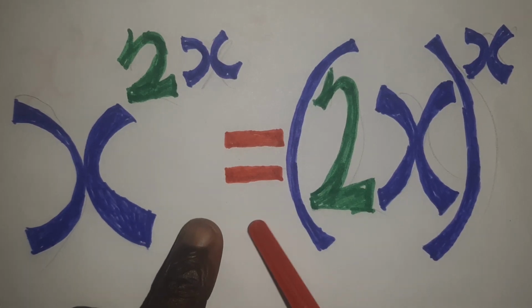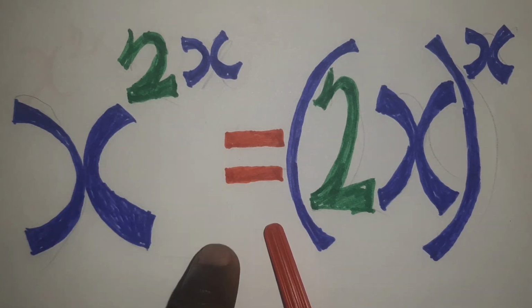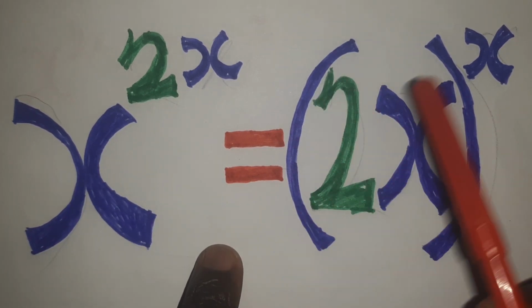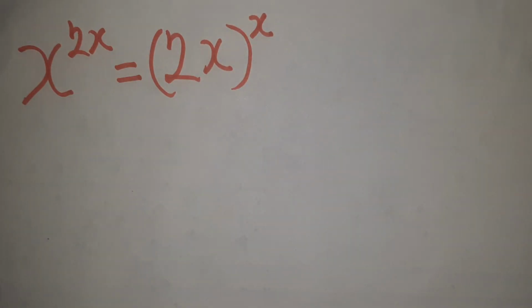Okay, so we have this interesting exponential equation here. We have x raised to the power 2x equals (2x) all in bracket raised to the power x. So let's dive right in. So we have the equation here.